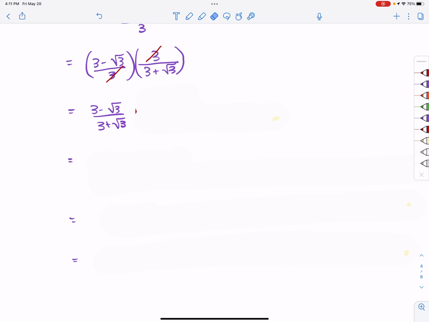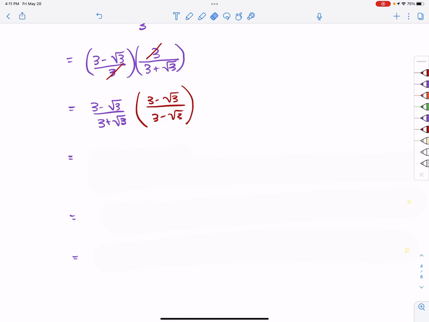So I'm going to need to use conjugates. Remember, you used conjugates back in Math 110. I'm going to use conjugates to get that root out of the bottom. So I'm going to multiply on top and on bottom by the conjugate. Notice this is 3 plus root 3. My conjugate is 3 minus root 3.